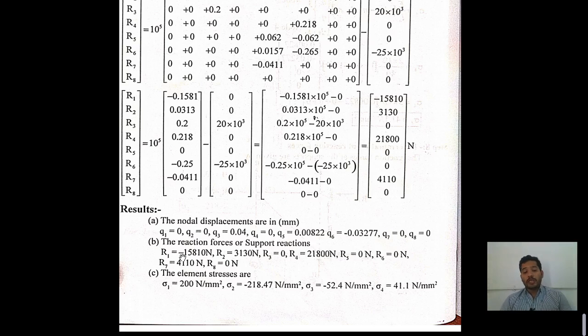So the nodal displacements we got as Q1, Q2, Q3, Q4, Q5, Q6, Q7 and Q8 we have already found, and the normal reactions we have already found, and we have to present the elemental stresses sigma 1, sigma 2, sigma 3 and sigma 4.